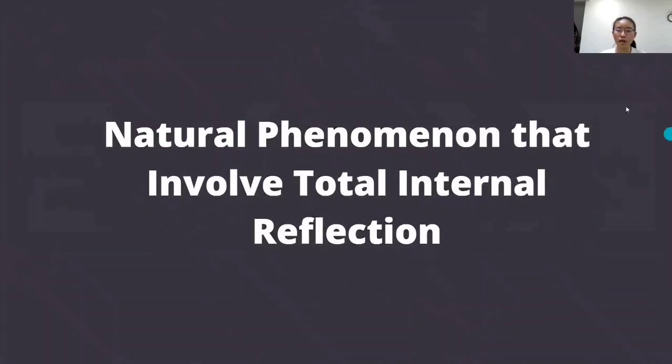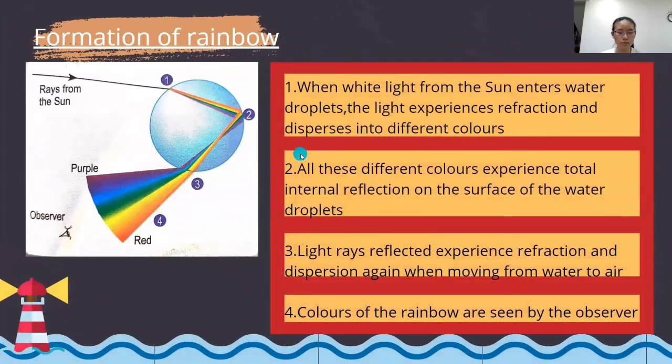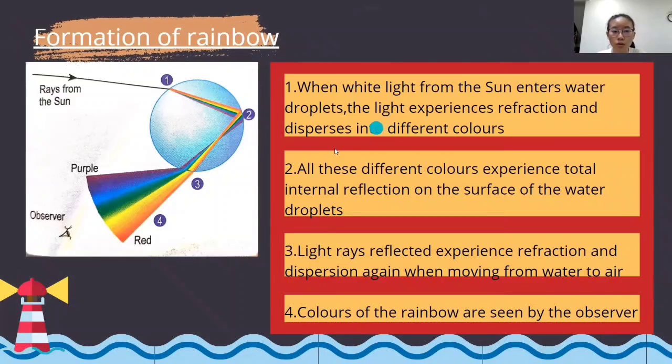Now we look at a natural phenomenon that involves total internal reflection. This one is the formation of a rainbow. When the white light from the sun enters the water droplets, the light will experience refraction and disperse into different colors. We can see there are many colors here: red, orange, yellow, green, and more. All these different colors experience total internal reflection on the surface of the water droplets.